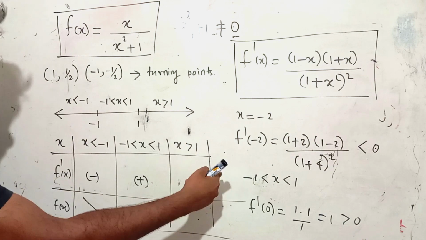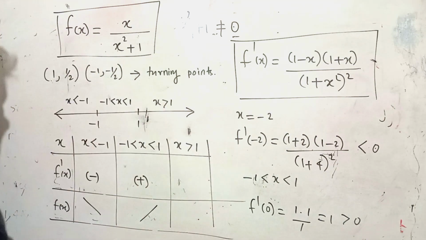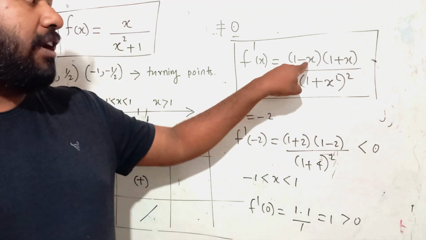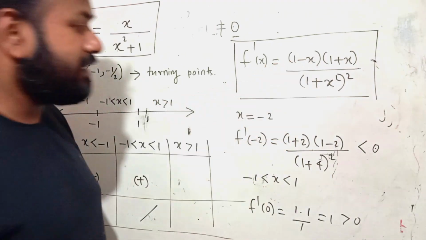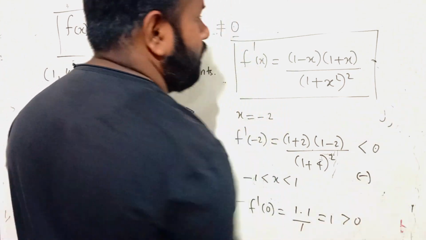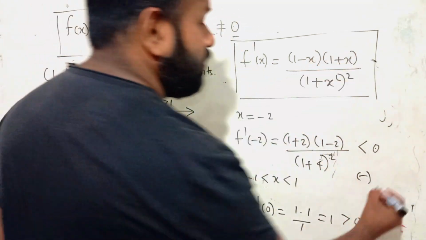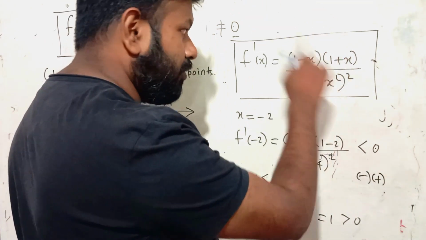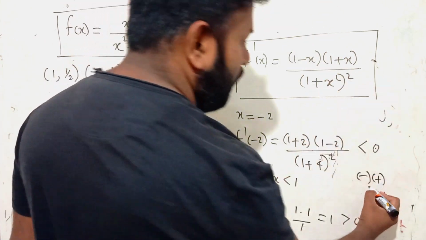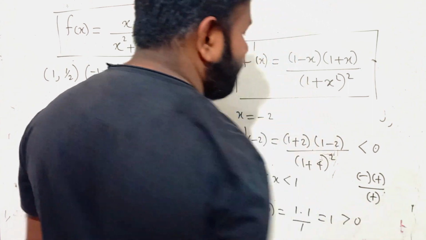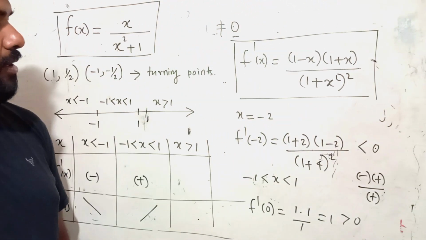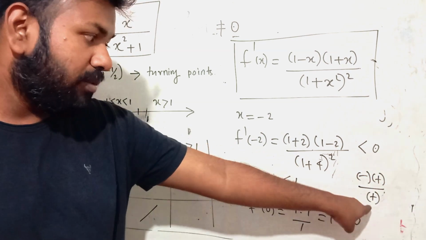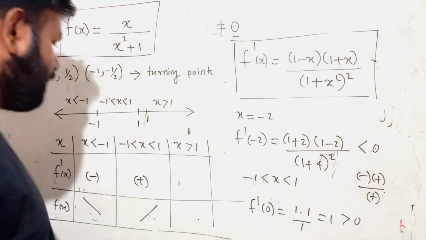So when x is greater than 1, imagine a number greater than 1, let's say positive 5. Substitute 5 here. 1 minus 5 is going to be negative. 1 plus 5 is positive. Whatever you substitute for x here, that's going to be positive, no matter what. So negative times positive, negative, over positive, that's going to be negative.